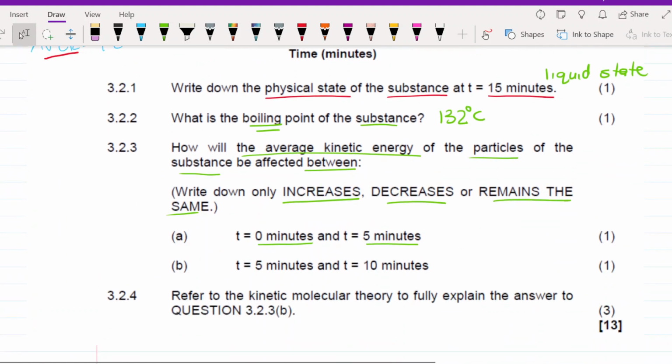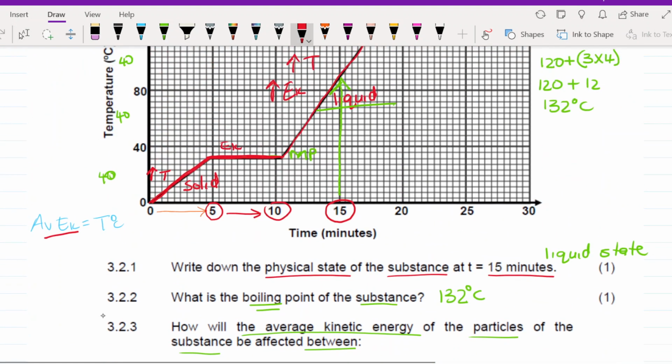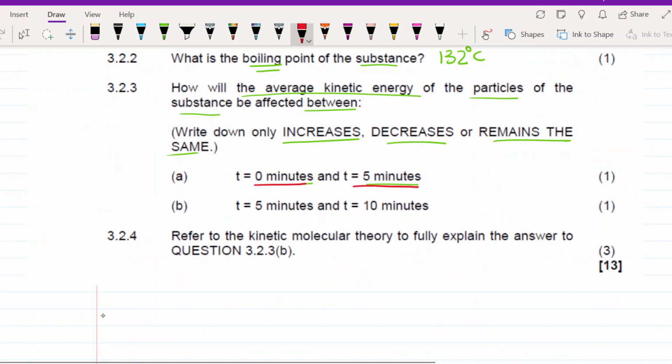So the question was saying, let us look at 0 to 5 and check what happened to the average kinetic energy. We said from 0 to 5, since the temperature is increasing, we know the average kinetic energy is also increasing. So we choose increasing. So the answer here is increasing, or increases.